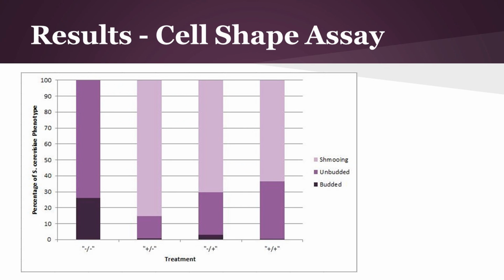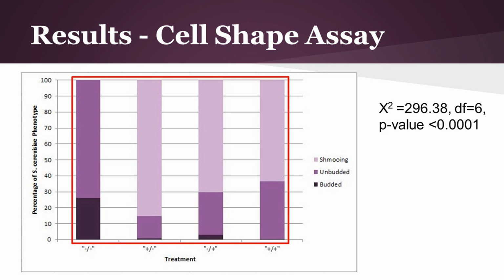Illustrated here is a graph of our cell shape assay results. Our y-axis represents the percentage of our yeast phenotype, and our x-axis represents the treatment condition. The darkest shade of purple represents budded cells, the intermediate purple represents unbudded cells, and the lightest purple represents schmooing cells. As a reminder, the minus has no alpha factor, the plus has wild-type alpha factor, the minus plus has DES1 alpha factor, and the plus has both.